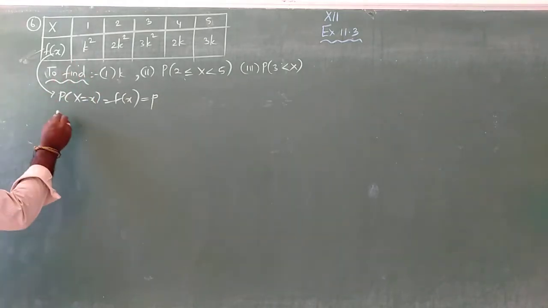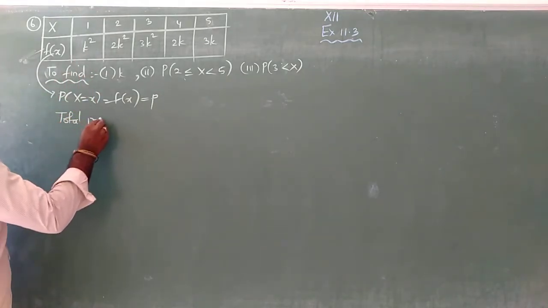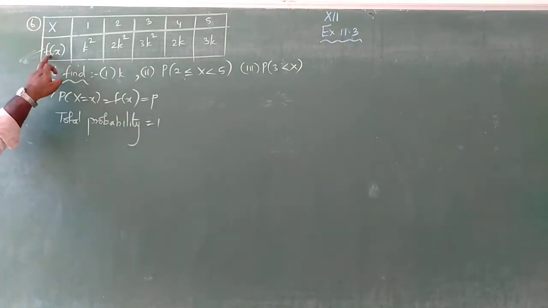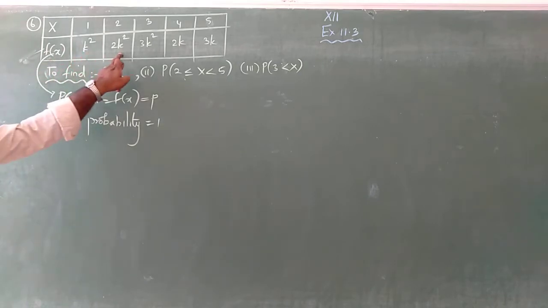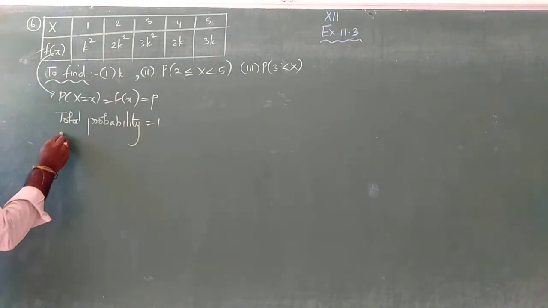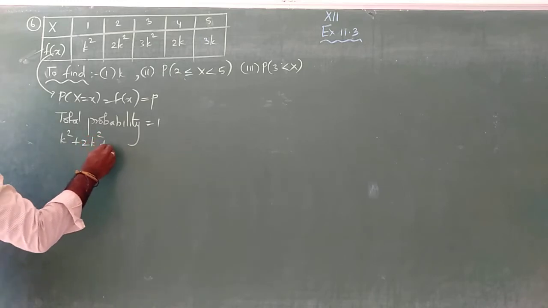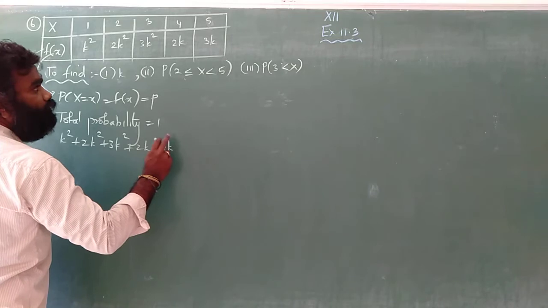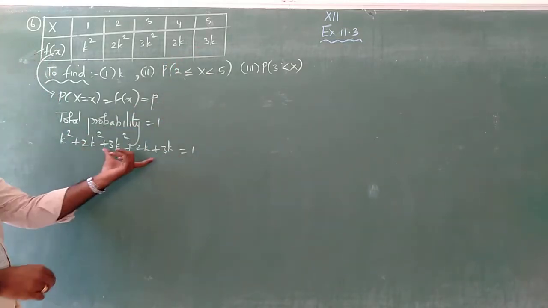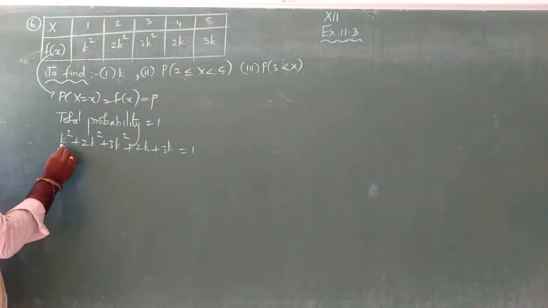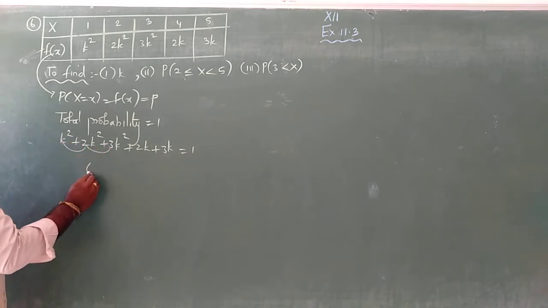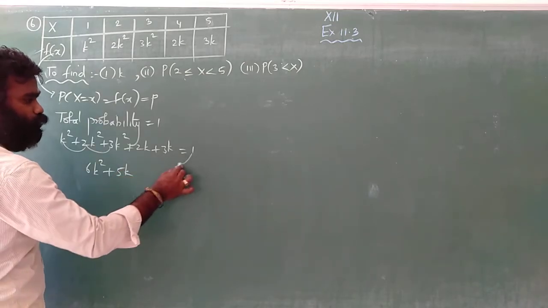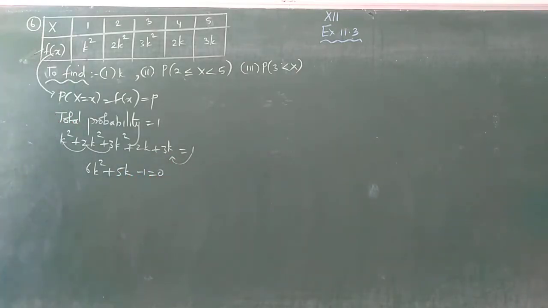So we know total probability is 1. This is a probability, we need to add all this probability. k square plus 2k square plus 3k square plus 2k plus 3k is equal to 1. Adding the k's: k square 1 plus 2 plus 3 is 6, so 6k square plus 2k plus 3k is 5k. This 1 comes to this side and becomes minus 1 is equal to 0.